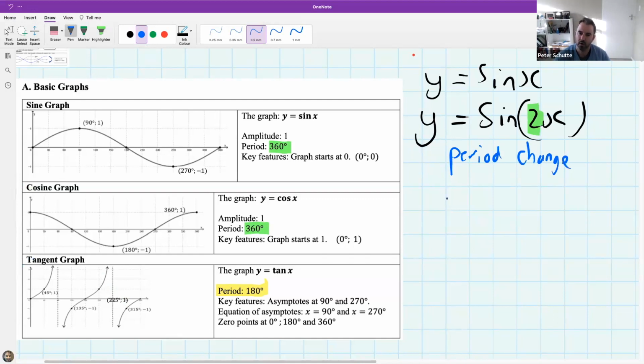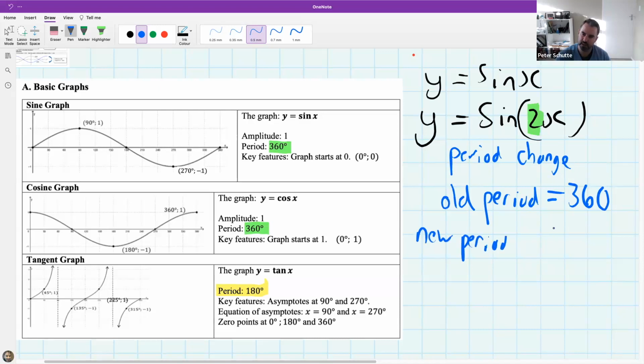So the old period of the sine graph is 360 degrees. You can see this because the graph takes 360 degrees to do a full cycle, up, down, down, up. The new period of the graph is going to be 360, the old period, divided by the number in front of the x, which is 2. So what is the new period of my transformed graph going to be? So it's going to be 180.